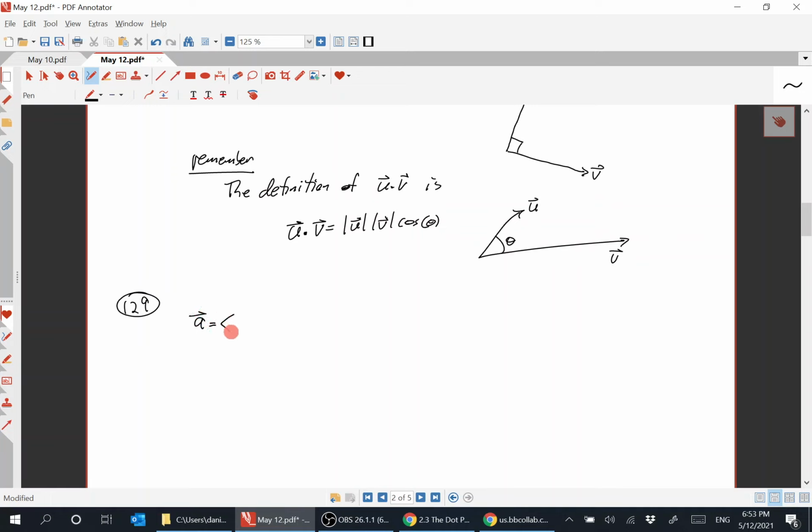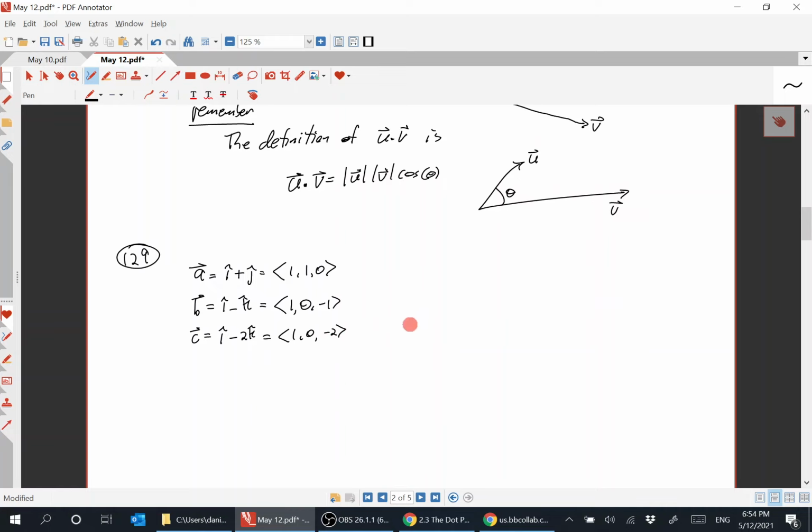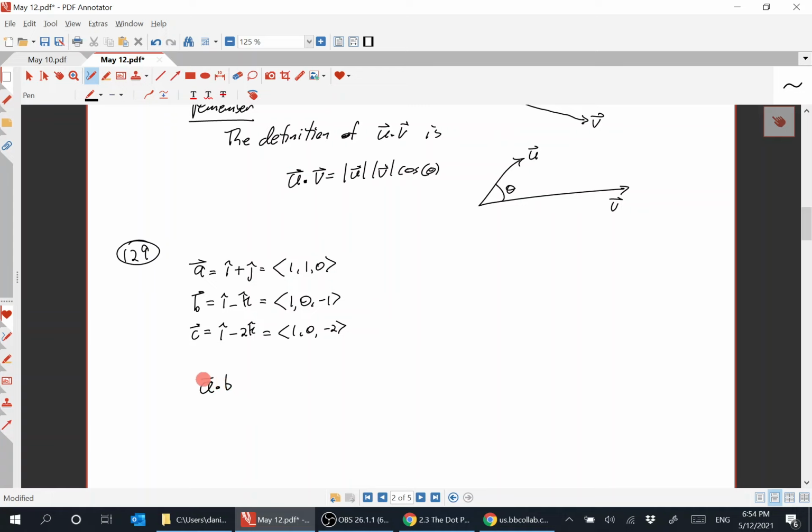So A was i plus j, which in three dimensions is (1, 1, 0). B was i minus k, which is (1, 0, -1). And C was i minus 2k, which is (1, 0, -2). All right, so we're calculating (A dot B) times C. So this is a scalar quantity. The dot product takes two vectors of the same dimension, any dimension, and makes a scalar. The result of the dot product is a scalar. The result of the cross product is another vector.